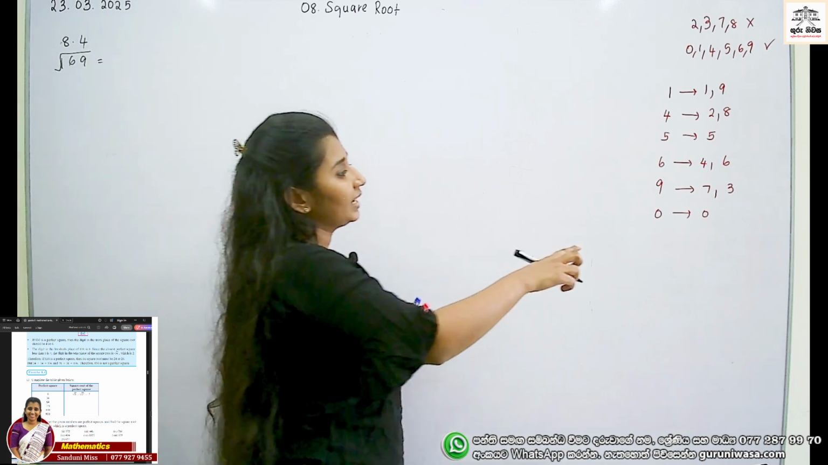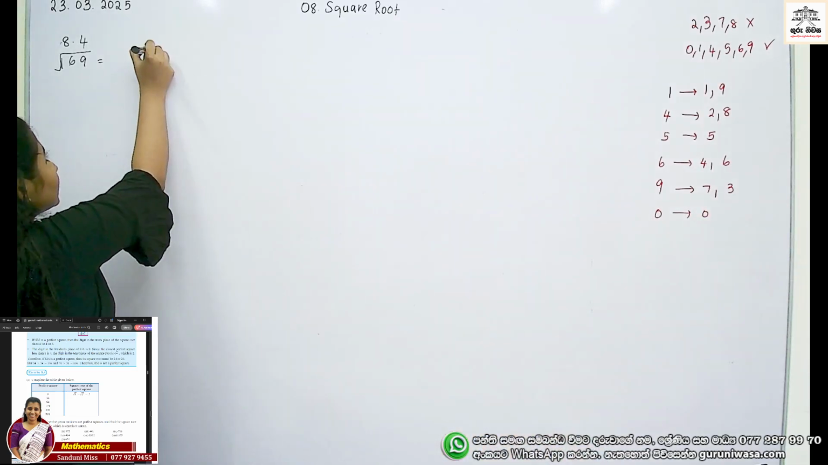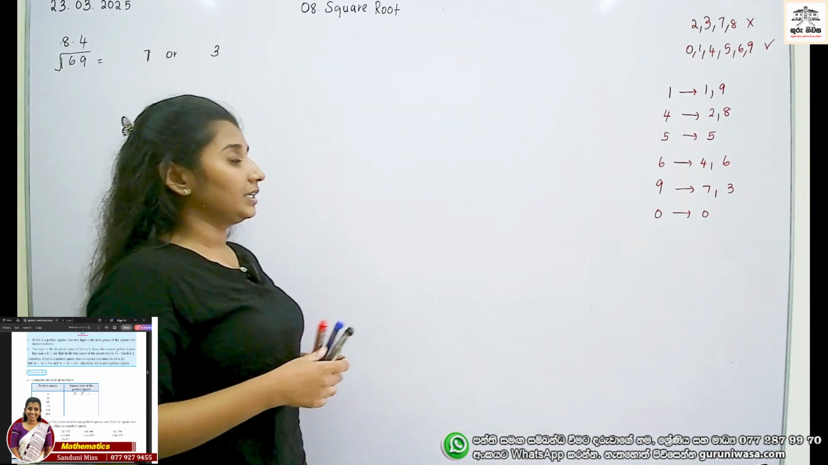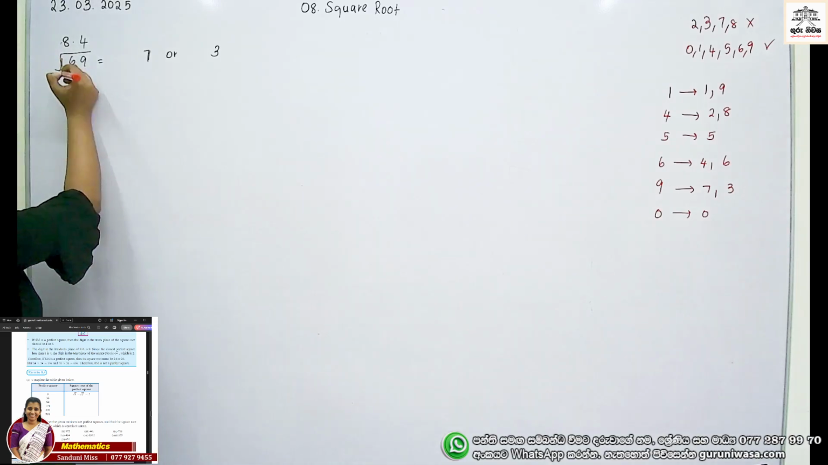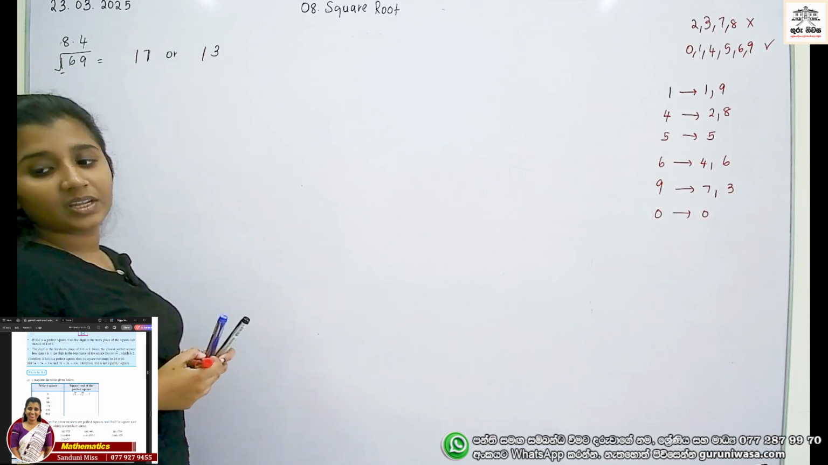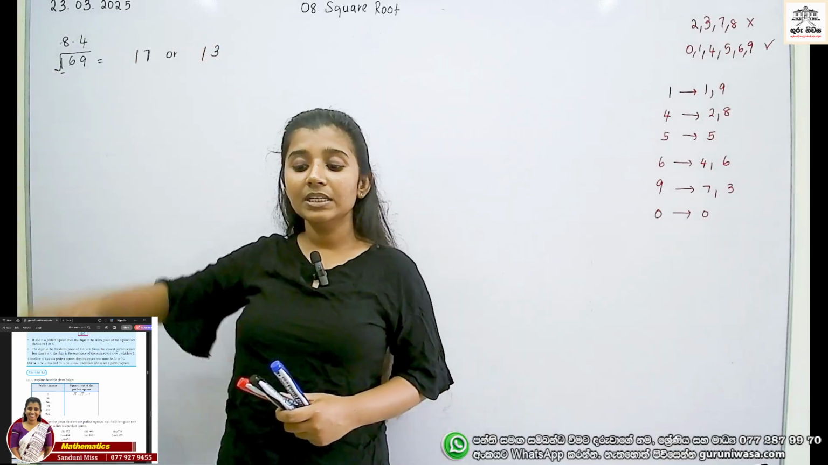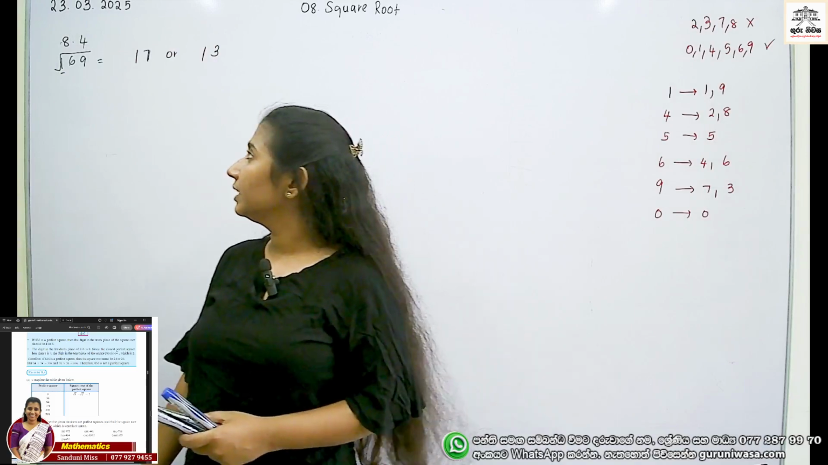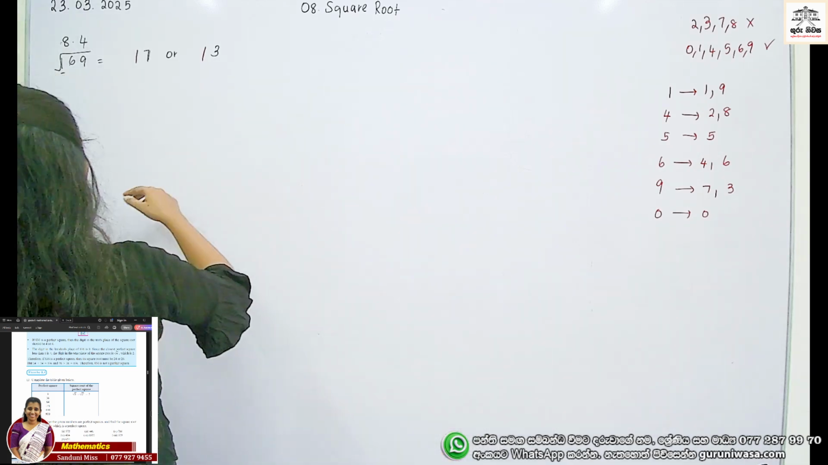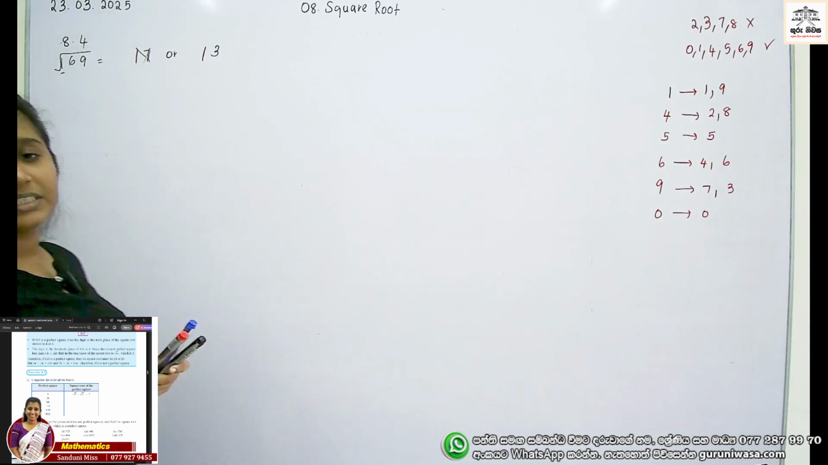Ending with 9 means the square root's unit place will be either 7 or 3. Then we need to check the first digit. 1, the square root of 1 is 1. So 17 or 13. You can find 169 is either 17 or 13. 13 times 13 is 169, or 17 times 17 is 289. 13 times 13 is 169.